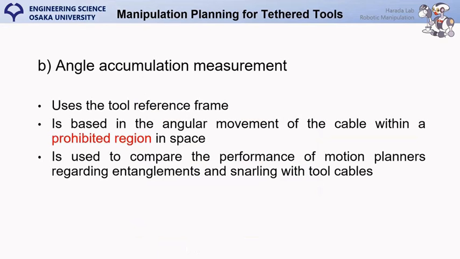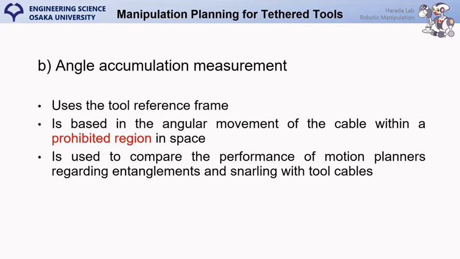We also devise an angle accumulation measurement, which is used to compare the performance of motion planning regarding entanglements and snarling with the tool cables. It uses the tool reference frame in order to calculate the accumulation score. The higher the score, the more likely that the cable will be snarled or entangled around the robot.